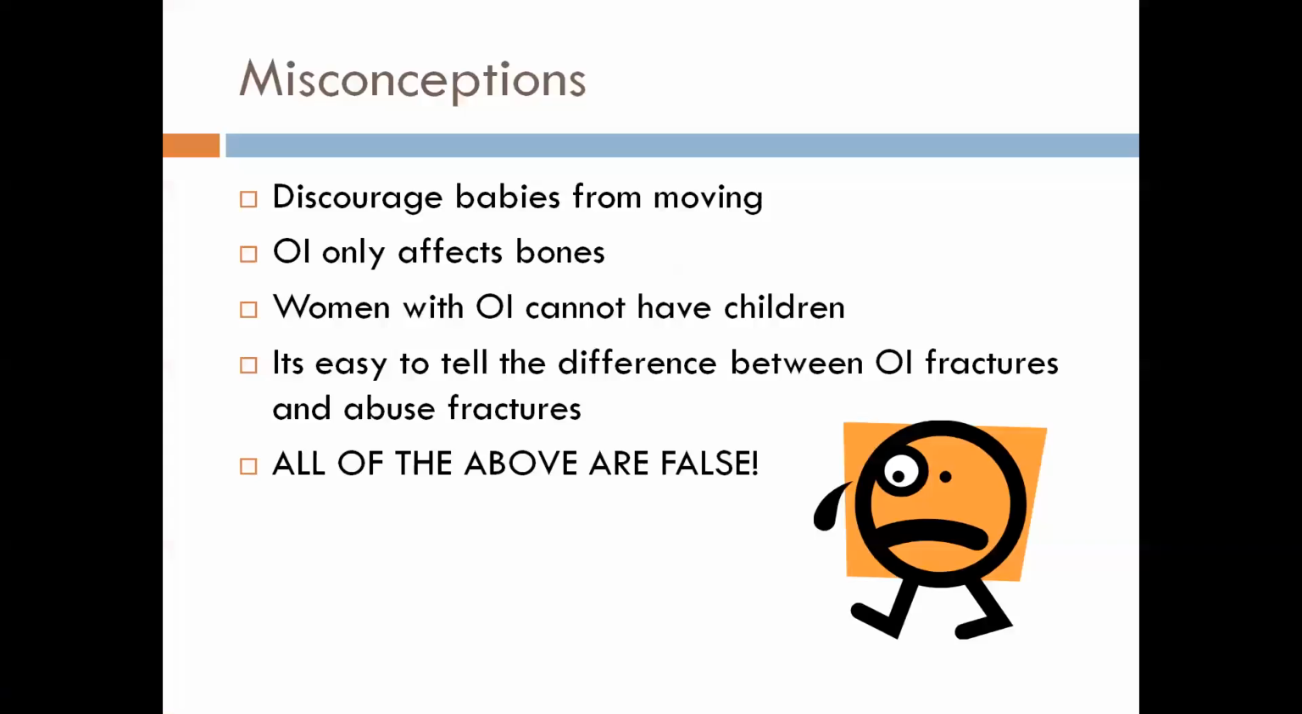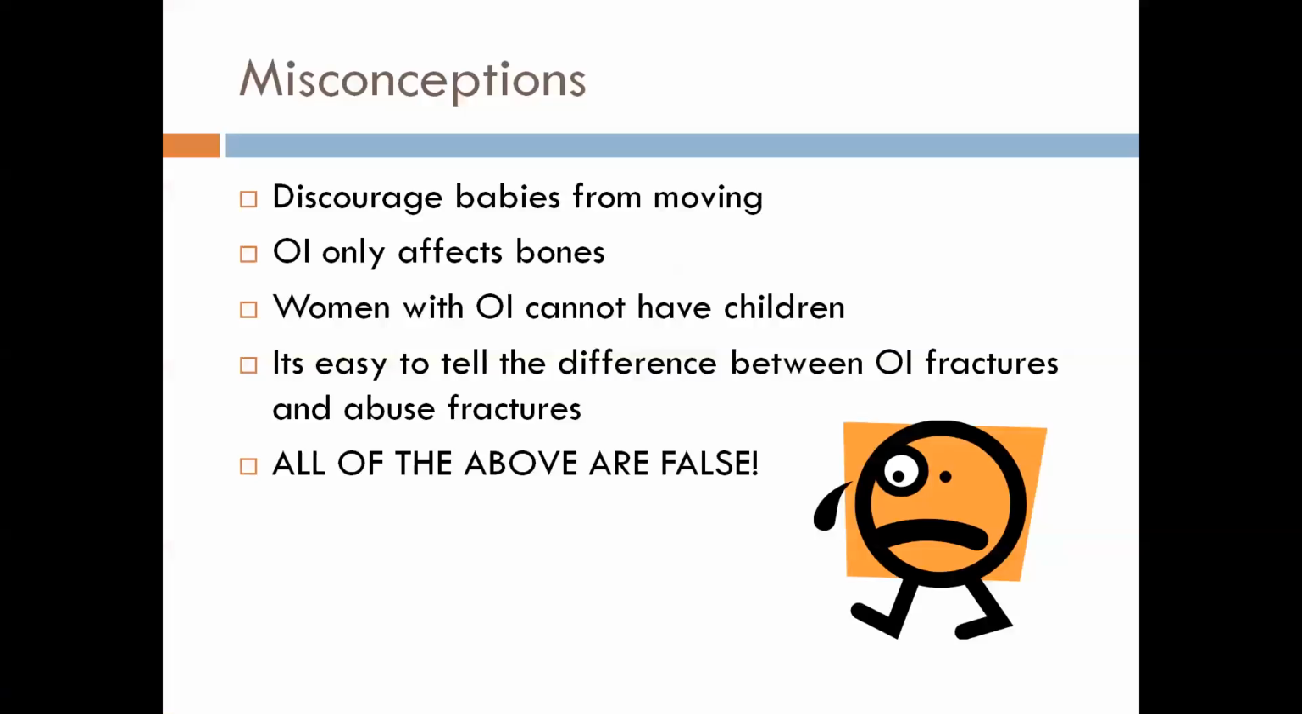And then this one's very important. It's easy to tell the difference between OI fractures and abuse fractures. This is very false, and it's a very serious issue because the prevalence of physical abuse is actually much greater than the prevalence of OI, and when people are abusing their child and causing these fractures and that much damage, OI can become a catalyst for them to try and cover up what they're doing.